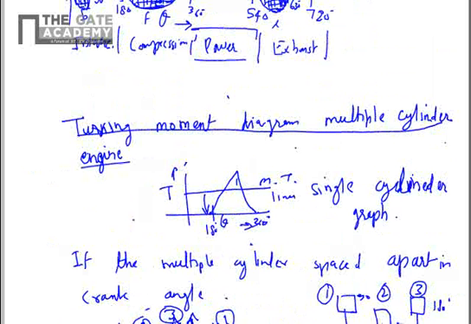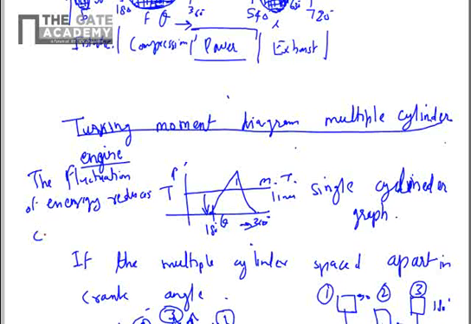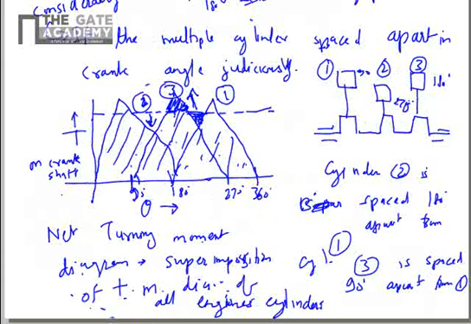So in a multiple cylinder engine, the fluctuation of energy reduces considerably if the multiple cylinders are spaced apart in crank angle judiciously. So just by doing this, you can reduce the fluctuation in energy, you can reduce the fluctuation in speed of the crankshaft, and you can reduce your flywheel sizing. You can go with a smaller flywheel. So hence the multiple cylinder is advantageous.